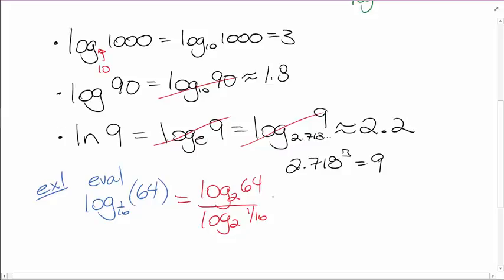So 2 to what power gives me 64? The answer to that is 6. 2 to what power gives me 1/16? The answer to that is -4. I could simplify this to be 6 over -4, or -3/2.